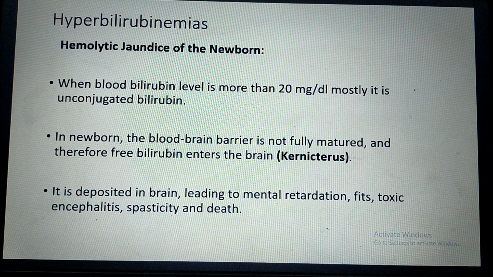In this case, the bilirubin level may increase to more than 20 milligram per deciliter, and mostly it is unconjugated bilirubin. In newborn, as I have told you, the blood-brain barrier is not fully matured, therefore unconjugated bilirubin or free bilirubin crosses the blood-brain barrier and gets deposited into the brain, leading to a condition called kernicterus. In this kernicterus, the patient may suffer from mental retardation, fits, toxic encephalitis, spasticity, or sometimes death may occur.